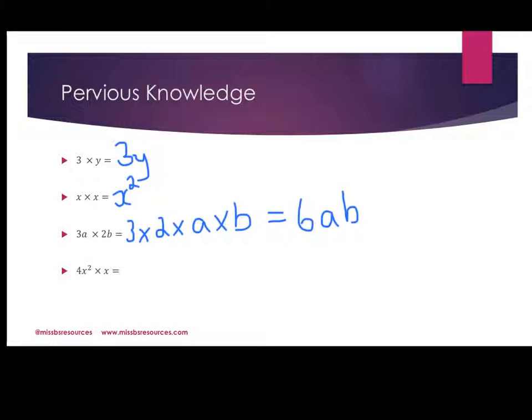And finally, we've got 4x squared times an x. So we've still just got the 4 as the numbers. Now x squared times x, you add the powers together and you get x to the power of 3. They're your laws of indices. Okay.